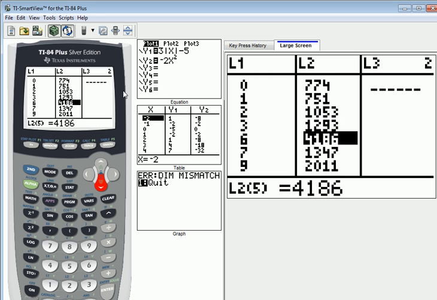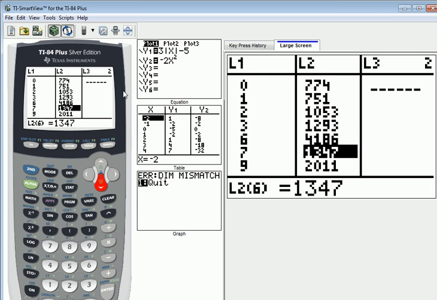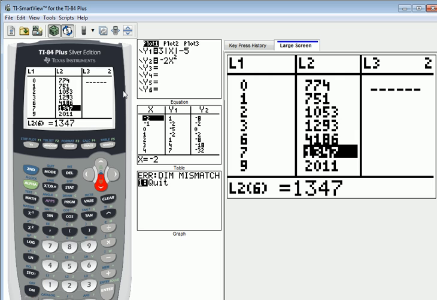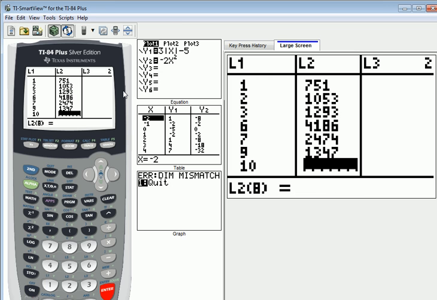Okay, my first 4 numbers match. That's where I missed one. 24.74. 13.47. Well, good. This way you get to see everything that you should do if you get an error message.